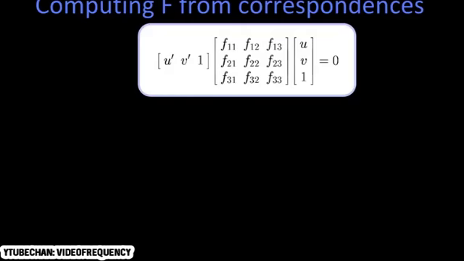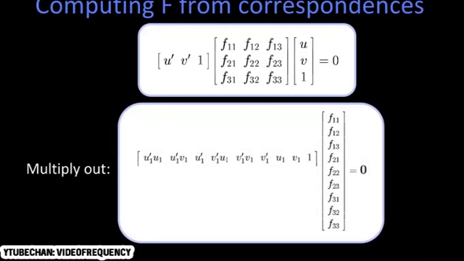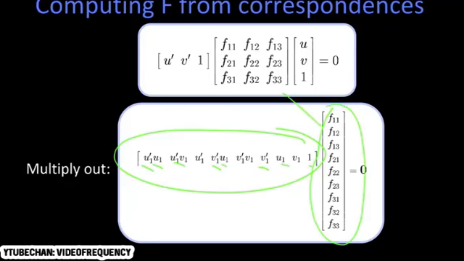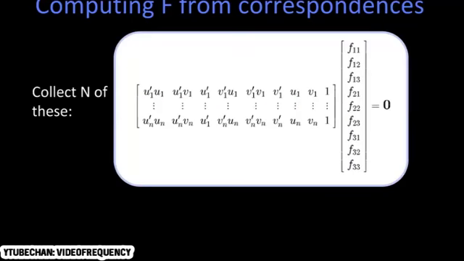So I copy it here, and I can multiply the whole thing out, and I still have one equation per point. On the left-hand side are my knowns: the u primes and the u's, or the v prime and the u, and so on. And here are my unknowns: the elements of the F matrix. So one point, one equation. I just collect n of these, where n is however many points I have, and then I solve it.